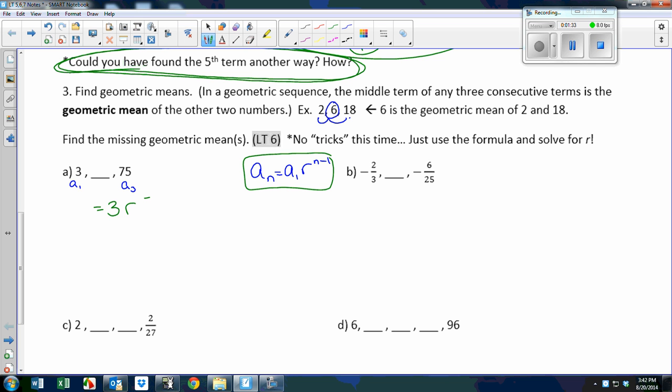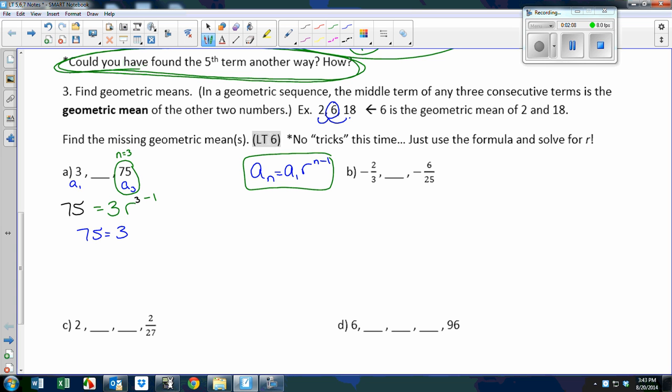So that leaves us with 2 missing pieces, the exponent n and the term a sub n. Well, 75 being the n equals 3 term gives us both of those pieces of information. When n is 3, a sub 3 is 75. So we can replace the left side of the formula with 75 and the n with 3. And then we let algebra take over.